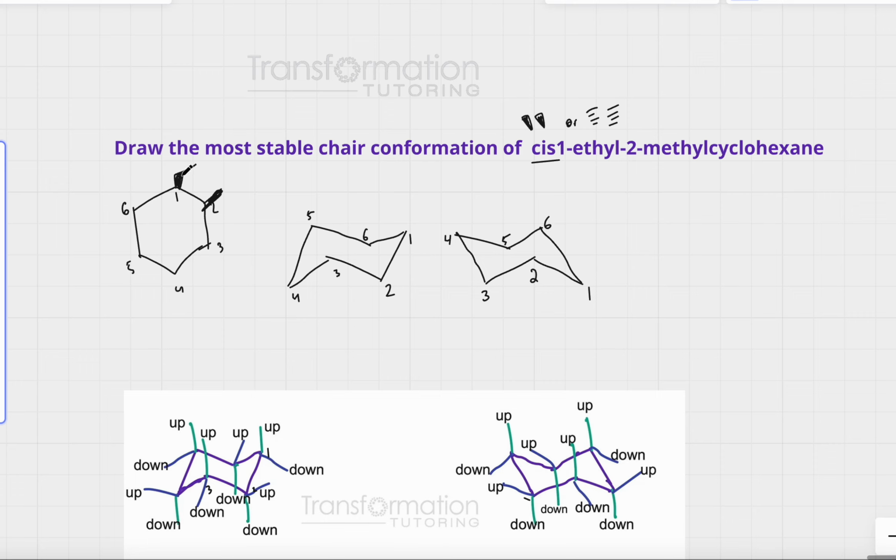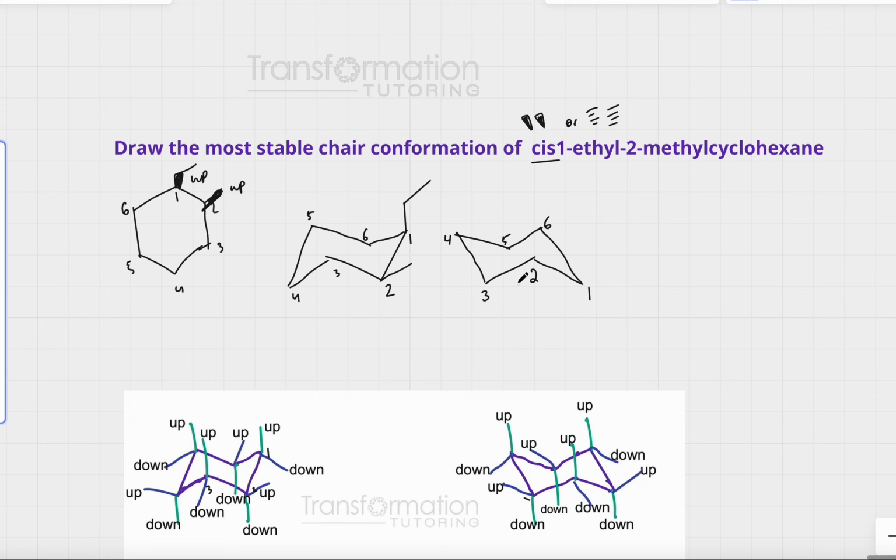Another thing that you have to remember is that if my group is on a wedge, that means it's up. And if my group is on a dash, that means it's down. So on carbon number 1, my ethyl group is up. What is up on carbon number 1 here? Straight up. So I'm going to draw my ethyl group straight up. On carbon number 2, my methyl group is up as well. What is up on carbon number 2? It's diagonal, parallel to this line.